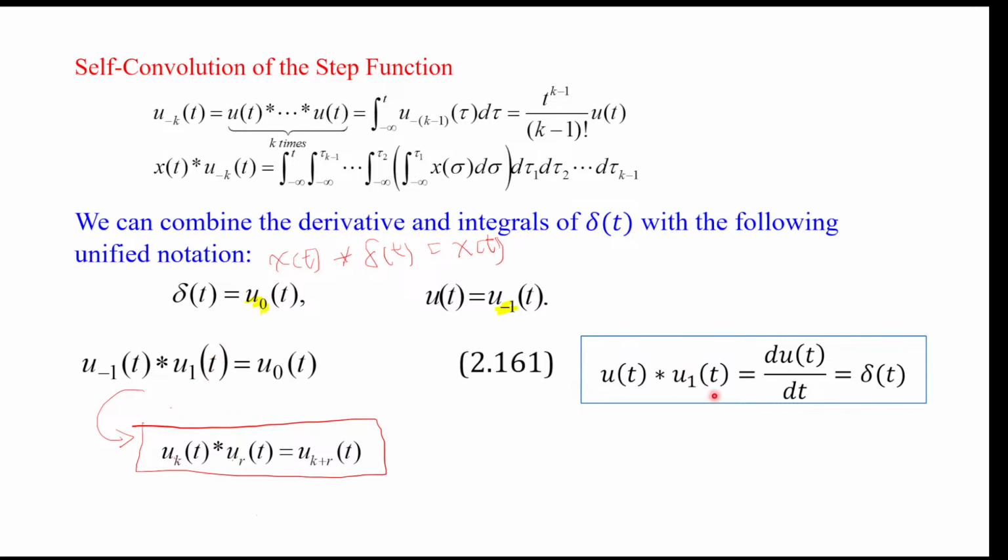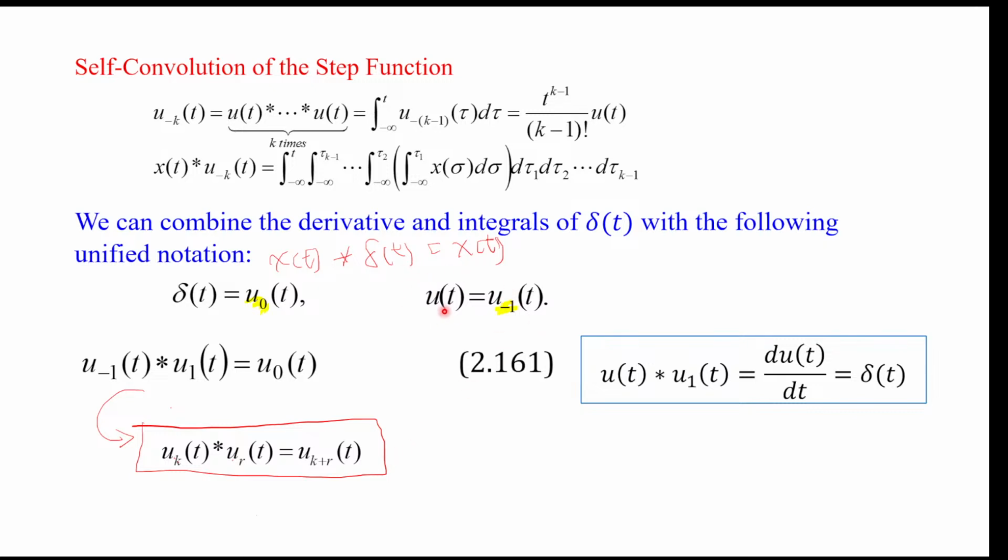So u sub 1 is the unit doublet, and we know that anything convolved with the unit doublet is its derivative. And u sub minus 1, as we see here, is u of t, and its derivative du of t dt is delta of t, and delta of t is u0 of t. So the minus 1 and the plus 1 cancel out, so we have that u sub k convolved with u sub r of t equals u sub k plus r of t, and this is for every integer k and r. So they can be either positive, negative, or 0, with 0 being the delta function and minus 1 being u of t.